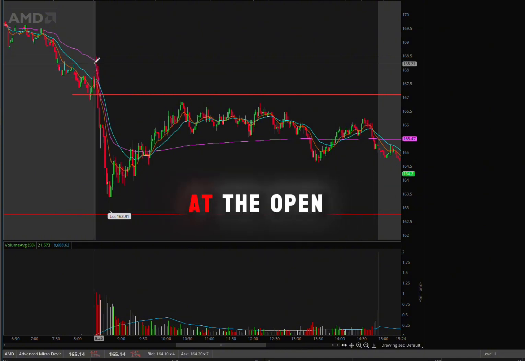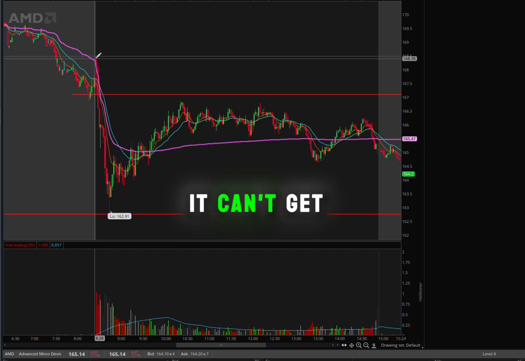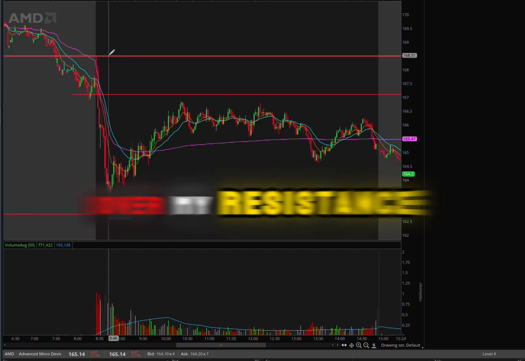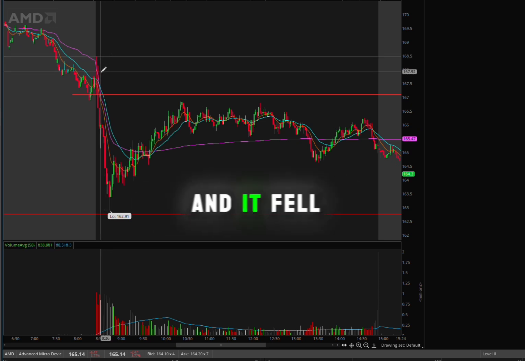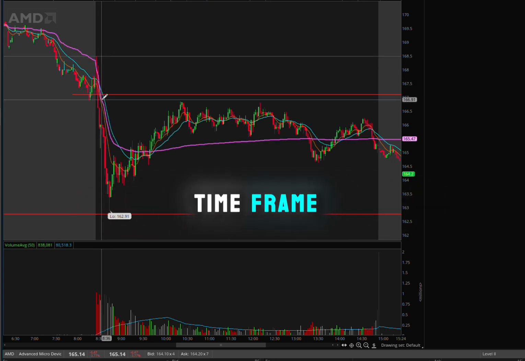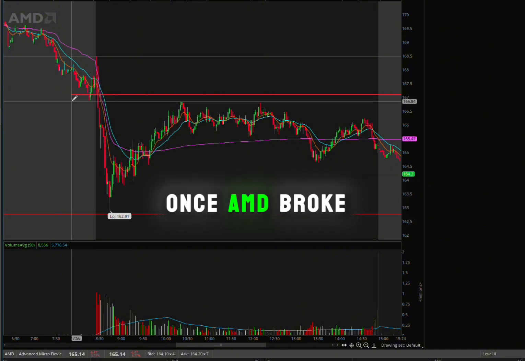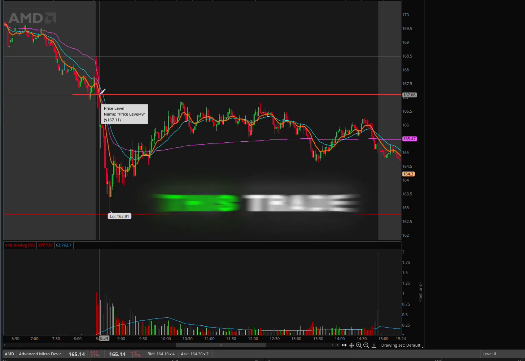It popped up at the open, right? You've got a wick here, a wick here. It can't get over my resistance area that I put in before the market opened. And it fell back down within the first two candles. This is on the 2-minute time frame. Once AMD broke below its opening price, we're in this trade.